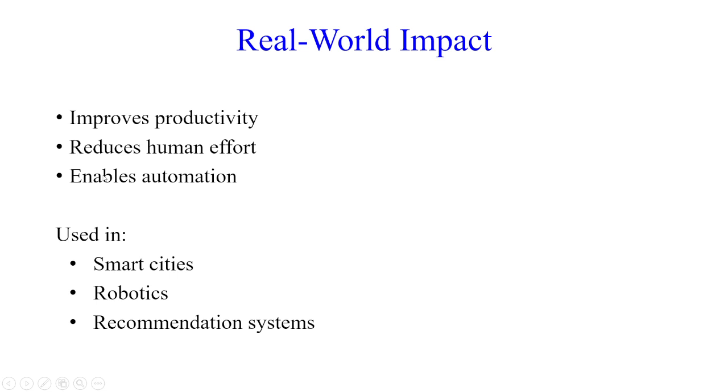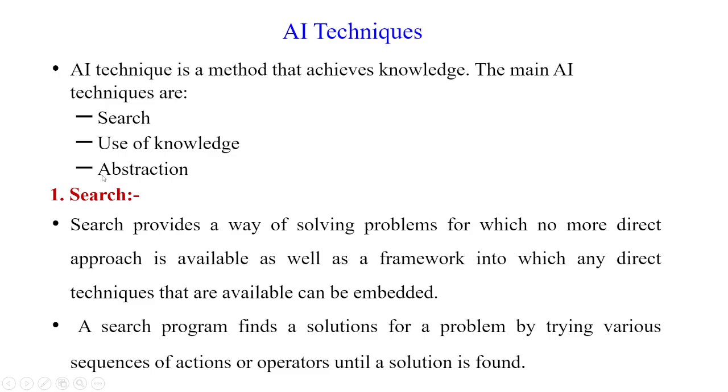Where are these specifically used? In smart cities, AI manages traffic signals, monitors air quality, and optimizes energy consumption. Robotics is used in warehouses, surgeries, and disaster management. A lot of recommendation systems are there, like Amazon, Spotify, Netflix. All these are some of the real-world impacts where we can see AI really being used. Next, we'll discuss some of the core content.